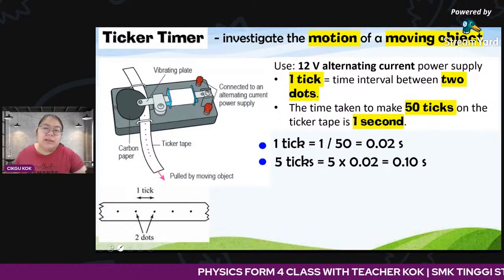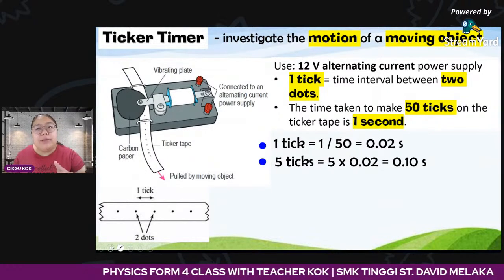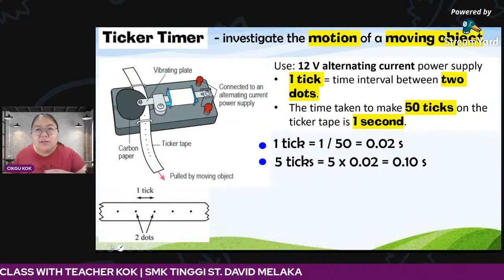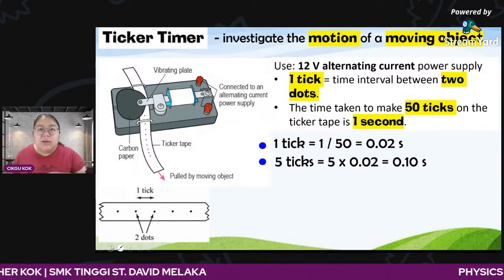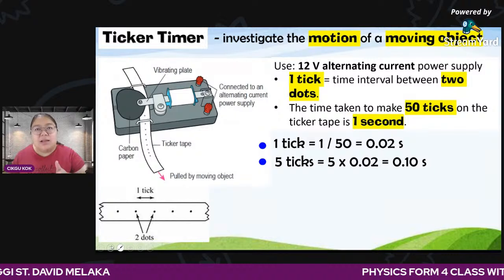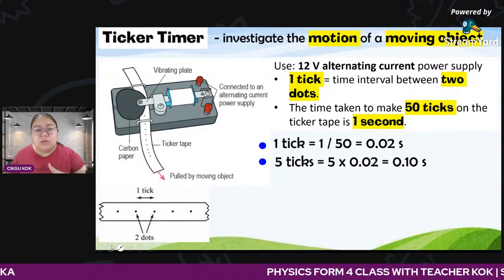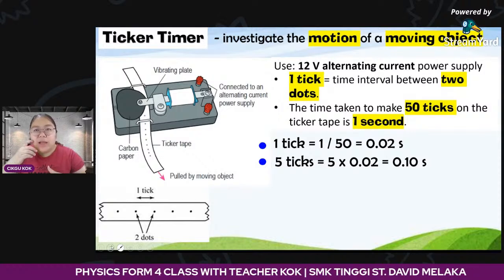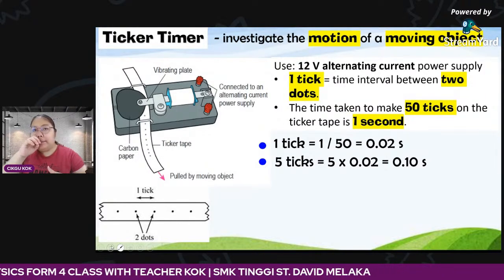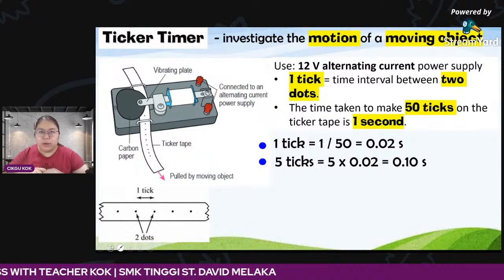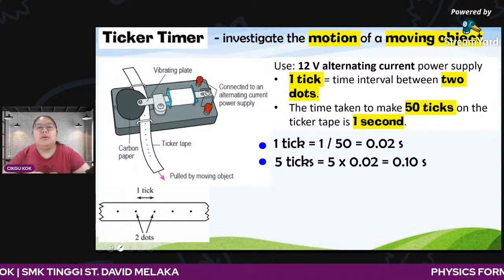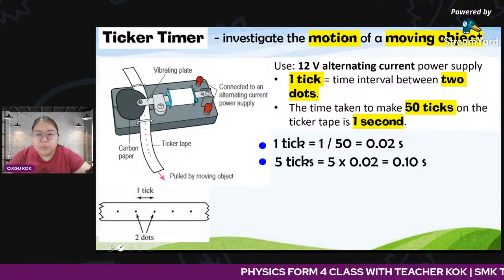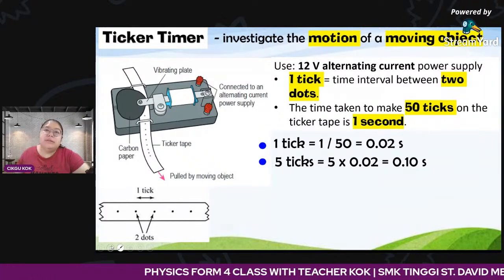If I say now it's 10 ticks, the time taken is how long? Anybody can answer me? 10 ticks means 11 dots. How many seconds? If 10 ticks, that means you just take the 10. 0.2 second. Yeah, correct.